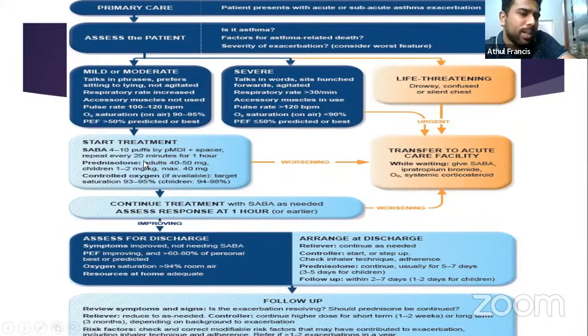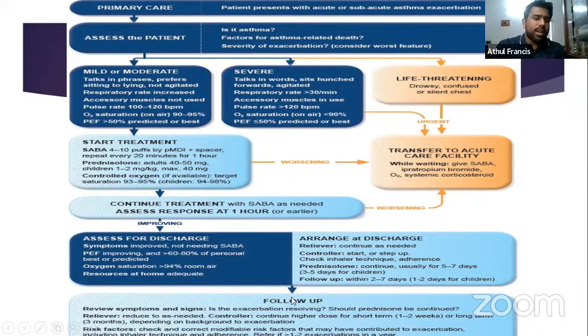You have to give the salbutamol or your SABA every 20 minutes up to 1 hour, so you have to monitor the patient for 1 hour. After 1 hour, if the patient is worsening, you have to transfer him to ICU or a higher facility, and you can give SABA again, steroids, and oxygen support. If the patient has improved, continue treatment with SABA as needed and assess response at 1 hour. If it's improving, you can discharge the patient, depending on other factors like saturation.